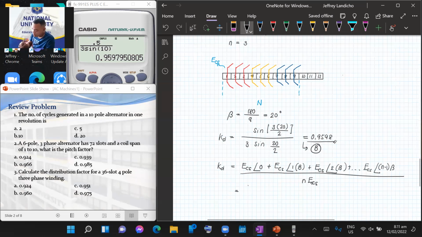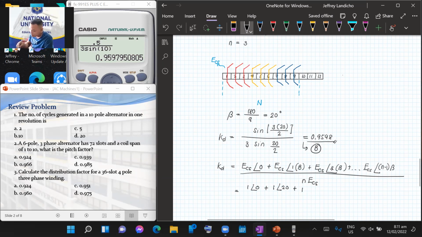So sa taas, meron lang tayo 1 bar angle of what? 0 plus itong second, ilang slots meron pagitan sila sa reference, isa lang naman. So this is 1 bar angle of 20 plus, since tatlo lang naman yung ating coil per phase, so per group, so therefore, yung last natin, that is n minus 1. So hanggang dito lang tayo, by 2.